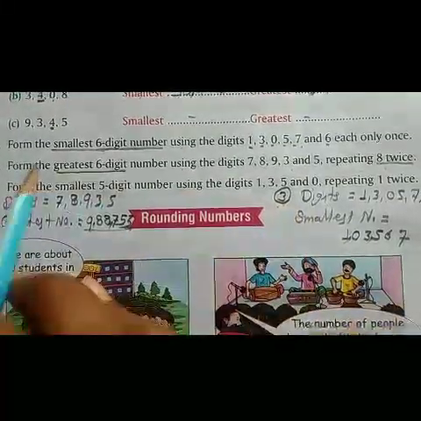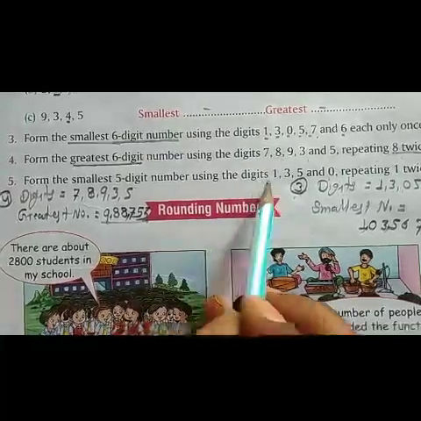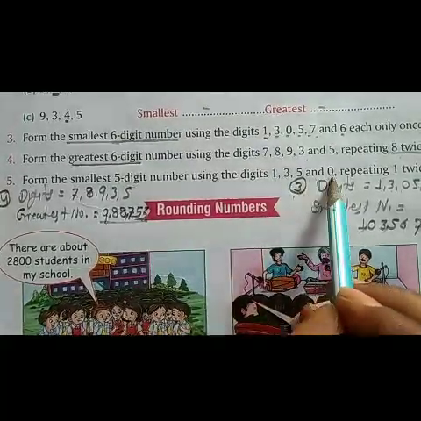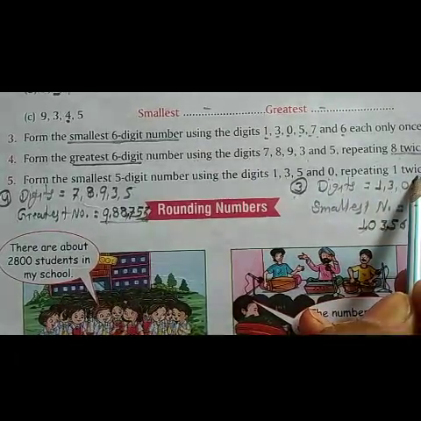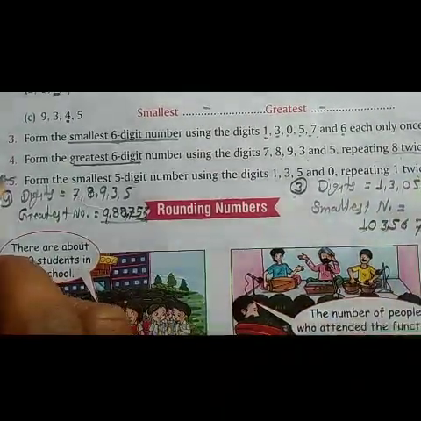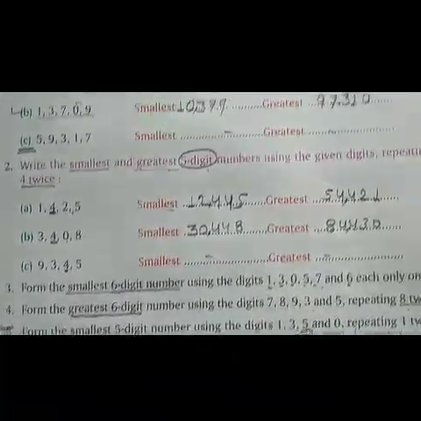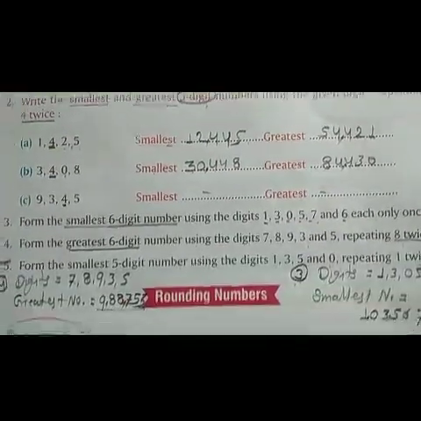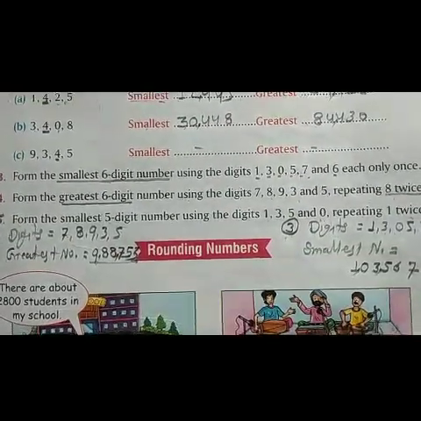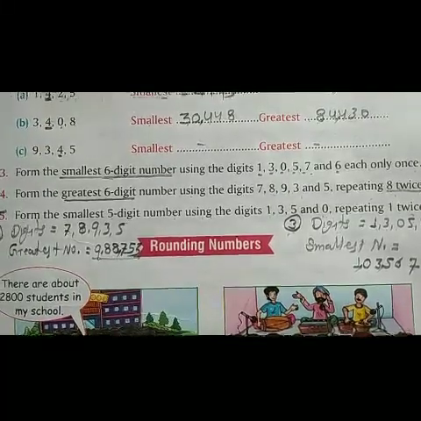Fifth question is, form the greatest 5-digit number using the digits 1, 3, 5 and 0, repeating 1 twice. In this question 1 will be repeated 2 times. This question you will solve by yourself. Now exercise 7 is completed. If you have any type of doubt, watch the video 2-3 times or send me your doubt on the WhatsApp group. Your doubt will be cleared soon.